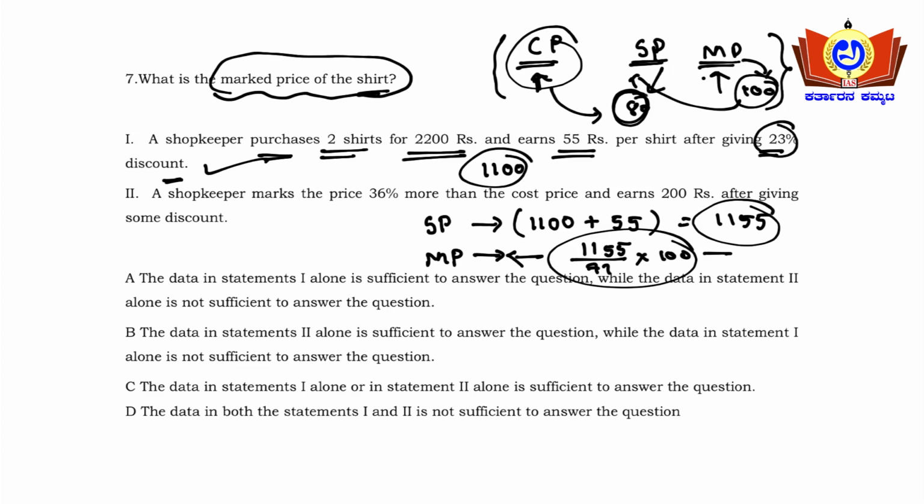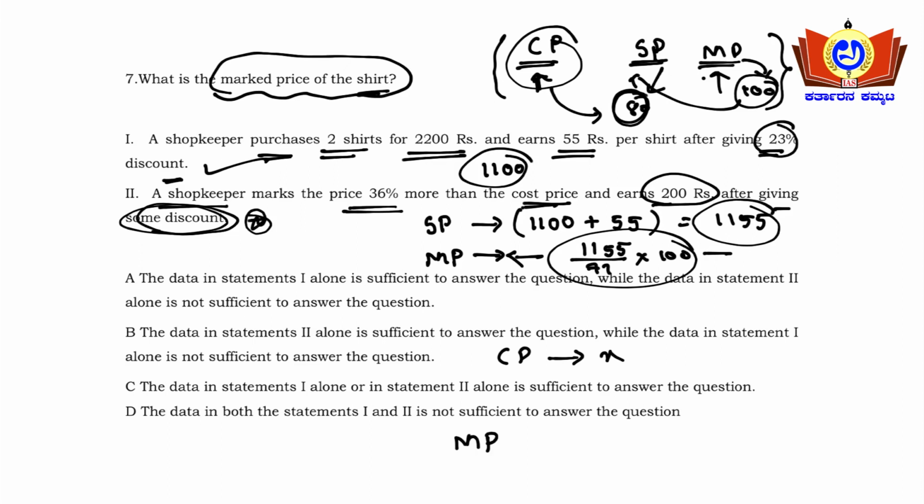Now we shall examine statement 2. A shopkeeper marks the price 36% more than the cost price and earns rupees 200 after giving some discount. Some discount has been given here. So let us assume the cost price to be X, and the marked price will be X into 136%, that is 1.36X.